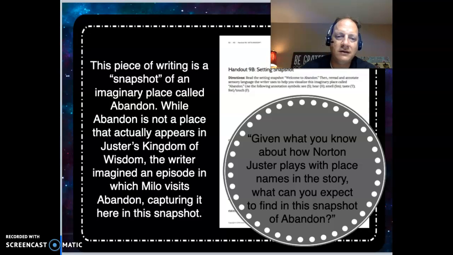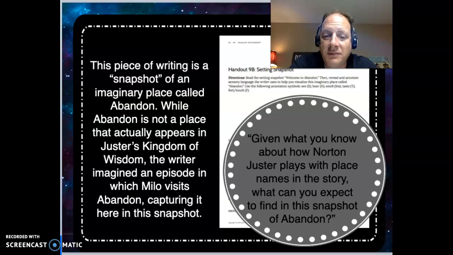Okay. Now, the piece of writing is a snapshot of an imaginary place called Abandon. While Abandon is not a place that actually appears in Juster's Kingdom of Wisdom, the writer imagined an episode in which Milo visits Abandon, capturing it here in this snapshot. Okay, so given what you know about how Norton Juster plays with a place name in the story, what can you expect to find in the snapshot of Abandon?